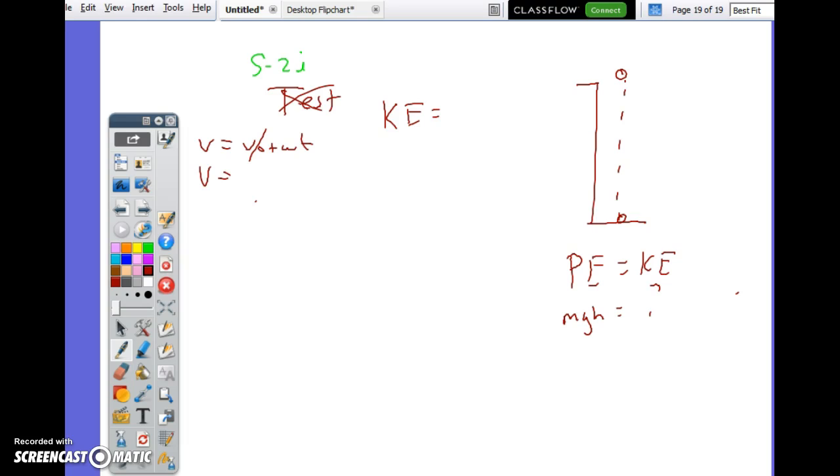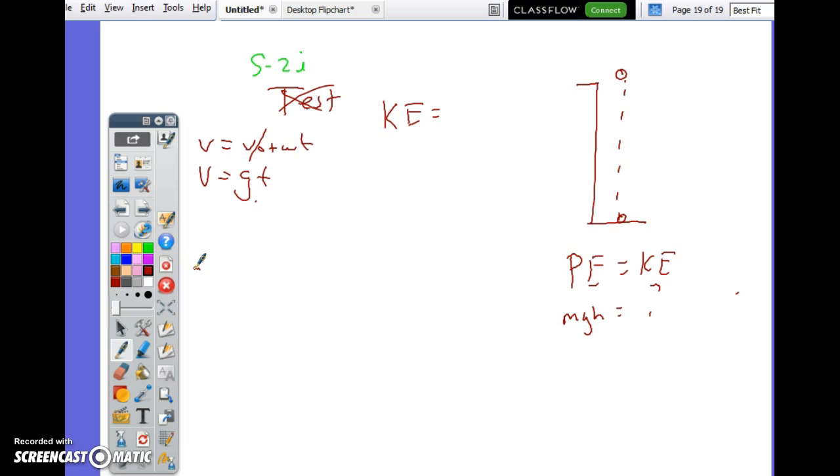Okay, so if I drop an object from the top of a cliff, it's going to fall and hit the ground. So far, so good? How do I figure this out? Velocity is v naught plus at. A is simply g, our acceleration of gravity in the dropping situation. But I don't know t, so that's not going to help me out.